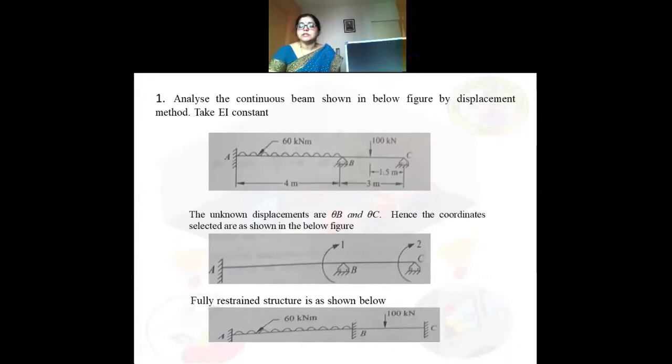As I told you, the third step is to make the structure fully restrained, where it is undergoing rotation at support B and support C. So I'll apply restraint forces. I'll apply a fixed support at B and a fixed support at C, that is, it will not allow any sort of translation or rotation at B and C. So this is the fully restrained structure for the given beam.